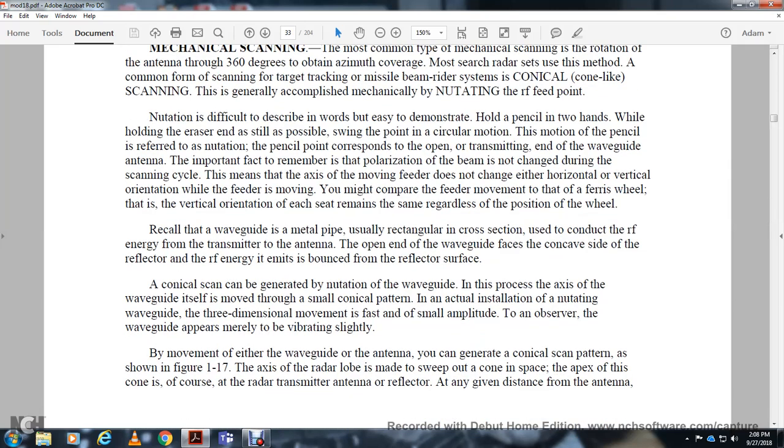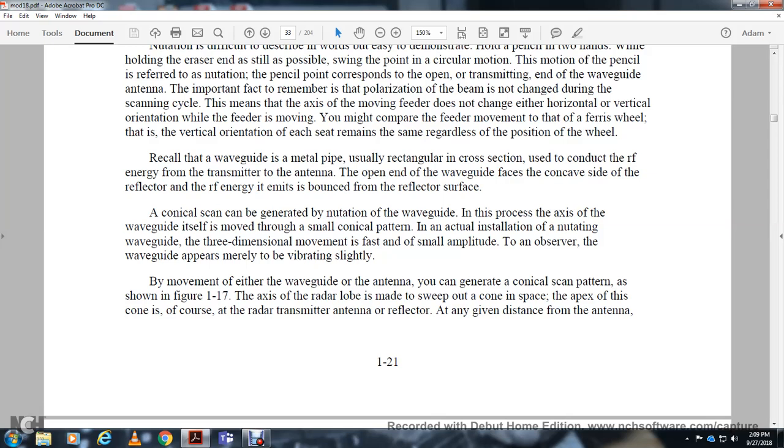Recall that a waveguide is a metal pipe, usually of rectangular cross section, used to conduct radar frequency energy from the transmitter to the antenna. The open end of the waveguide faces the concave side of the reflector, and the radio frequency energy is emitted to the surface of the reflector. The conical scan can be generated by nutation of the waveguide, with the axis of the waveguide itself moved in a small conical pattern. In actual installation, the nutating waveguide makes a fast, small-amplitude movement, and to an observer the waveguide appears more like a slight vibration.